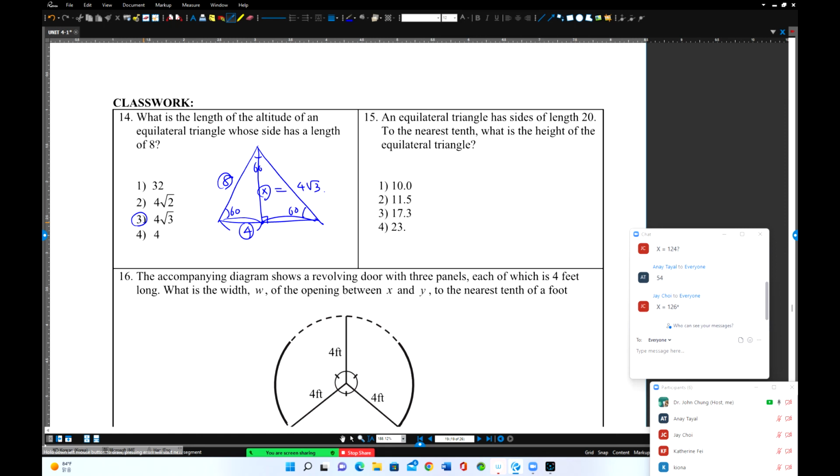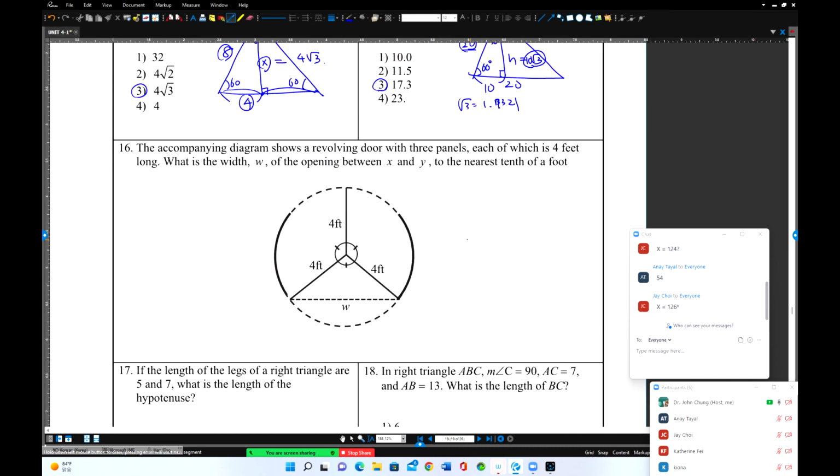An equilateral triangle has a side of length 20. Still 20, 20, 20. What's the height? The same thing. This is 60 degrees because it's an equilateral triangle, and this is 30 degrees, half of that. This is a 30-60-90 special triangle. This side is 20, and this side is half of it, 10. This side is just root 3 times 10, so 10 root 3. That is what? 17.3. Root 3 is 1.7321, okay? Use your calculator.